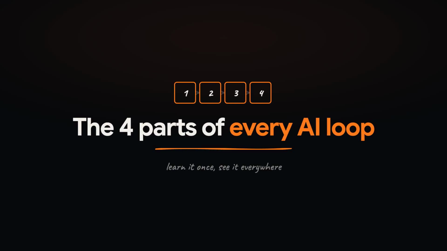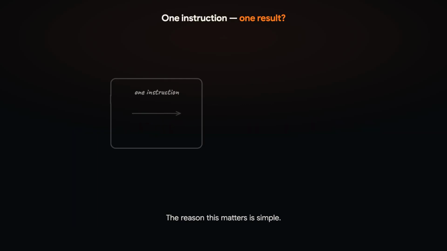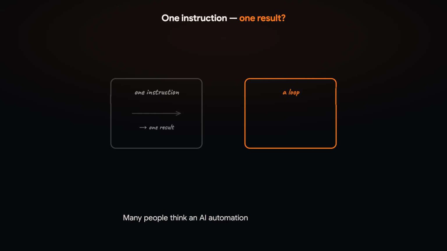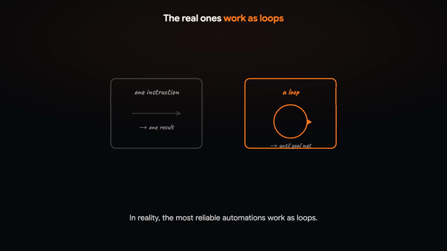Today we're going to look at the four parts of every AI loop. This is one of the simplest frameworks you can learn, and it's also one of the most useful. The reason this matters is simple. Many people think an AI automation is just one instruction followed by one result. In reality, the most reliable automations work as loops.